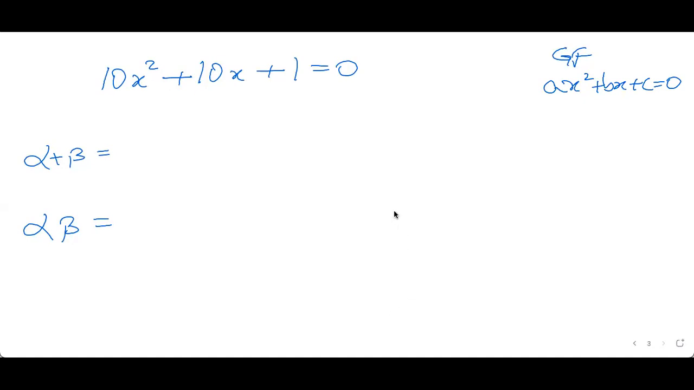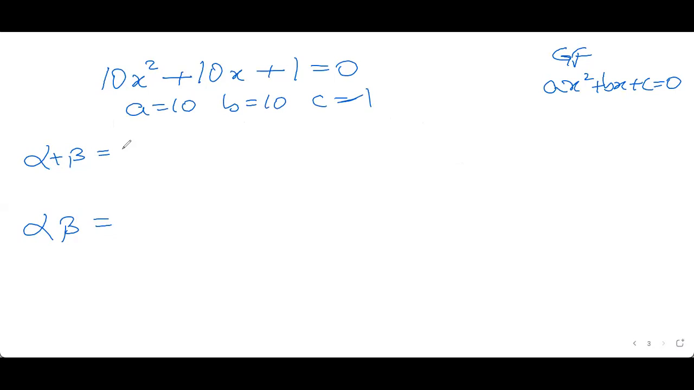Yes, correct. Now, because it is in the general form, can you now tell me what is the value of A, what is the value of B, and what is the value of C? A is 10, B is 10, C is 1. Okay. So, A equals 10, B equals 10, and C equals 1. Thank you for helping us.